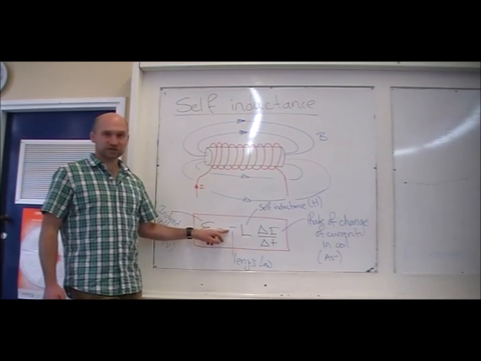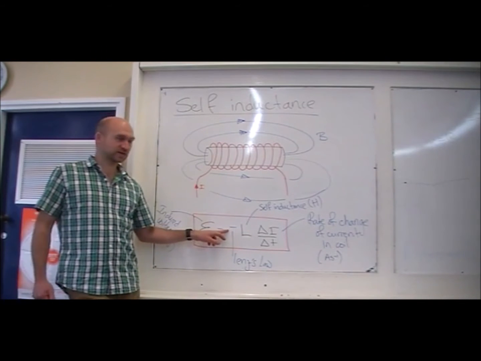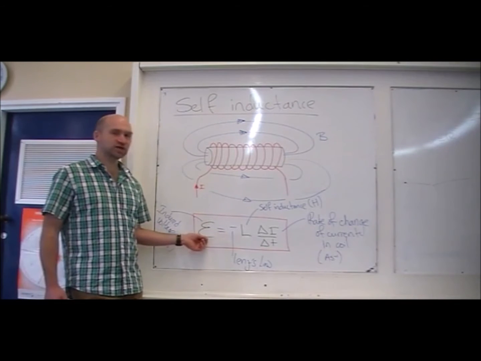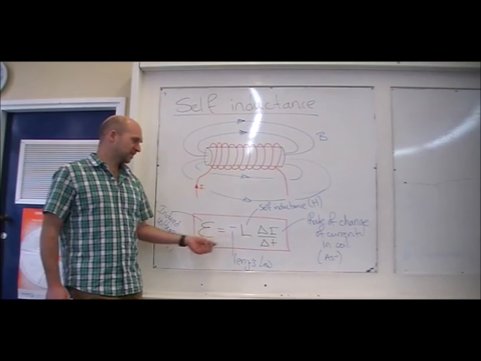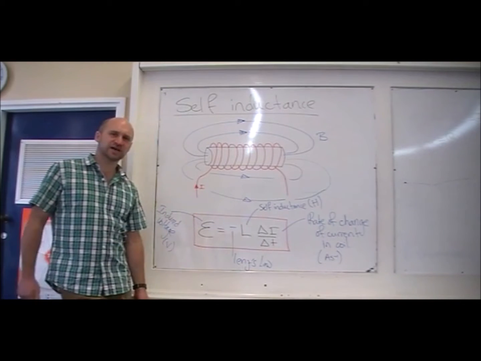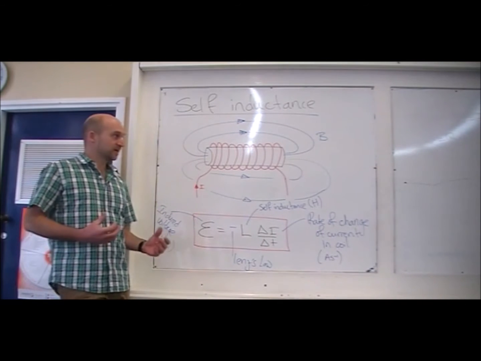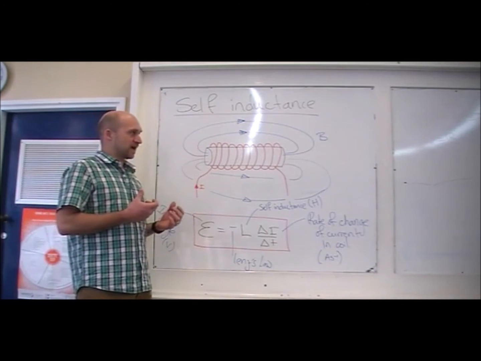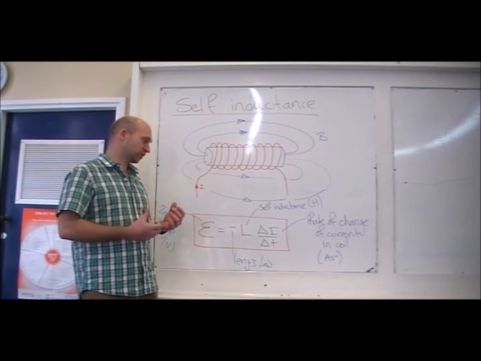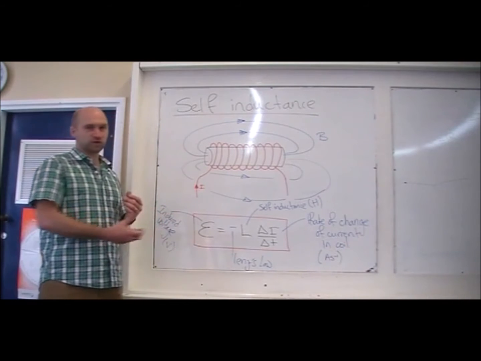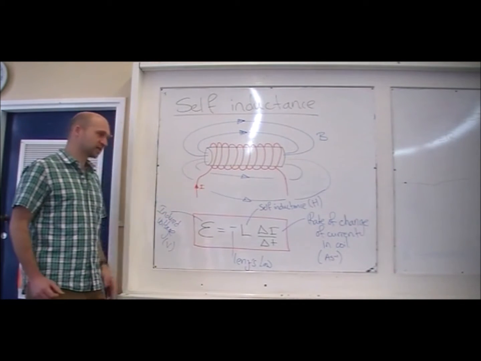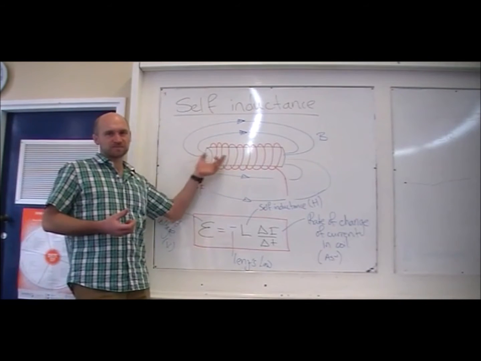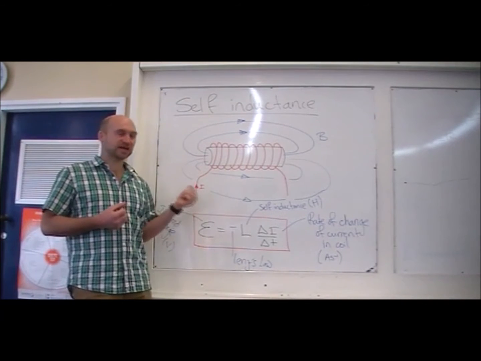The minus sign is just a consequence of Lenz's law, which tells us that the induced voltage is always going to oppose the change in current flow. And the L is the self-inductance, and self-inductance is characteristic of the coil, which tells us how much voltage is induced for a certain change in current. And that's to do with how big a magnetic field is set up in the coil.